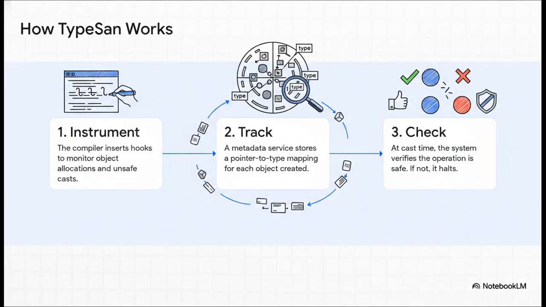It all boils down to a really simple three-step process. First up, instrument. When you compile your software, TypeSan automatically injects these little monitoring hooks into the code. Next, track. While the program is running, it keeps a record of every single object's true identity in that super fast map we talked about. And finally, check. This is the crucial part. Just before one of those risky downcasts is about to happen, TypeSan does a quick check. Does the label match the box? If not, it just stops the operation right there before any harm can be done.